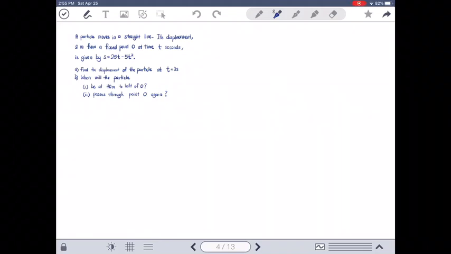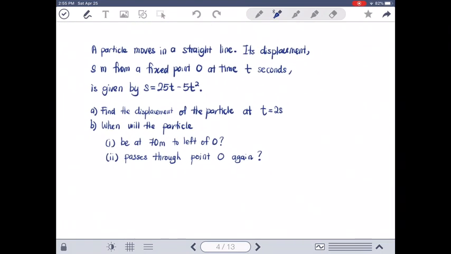Okay, now let's have a look at the first example. A particle moves in a straight line. Its displacement, given the function of displacement, is given by s equals 25t minus 5t squared. Okay, the first question. Find the displacement of the particle at t equals 2 seconds.